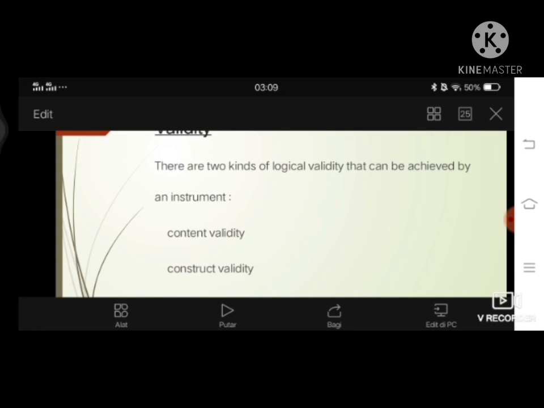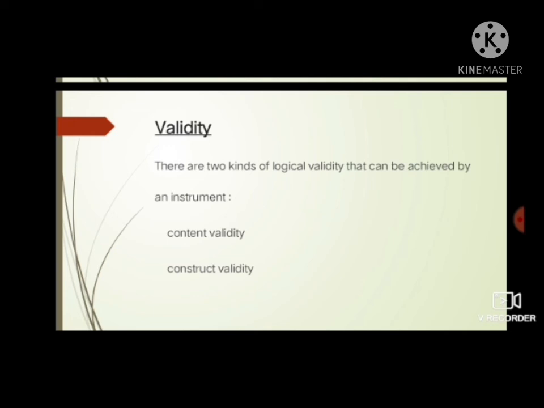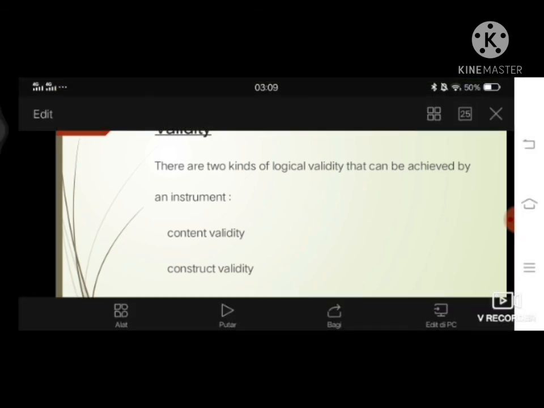Number two is construct validity. Construct validity: a test is said to have construct validity if the items that make up the test measure every aspect of thinking as stated in the specific instructional objective.